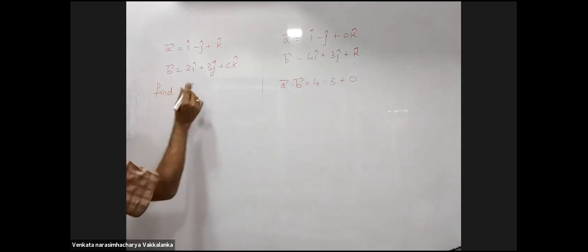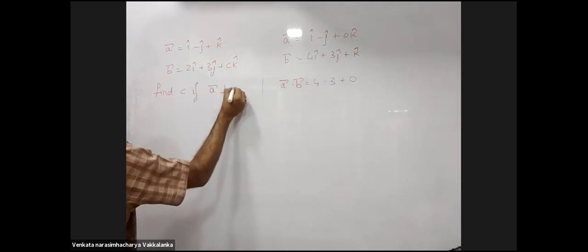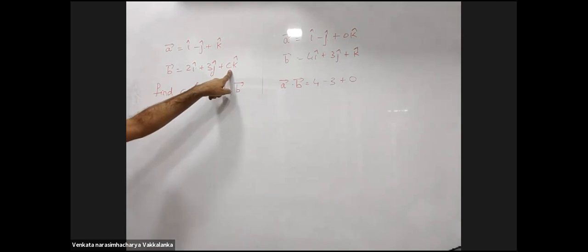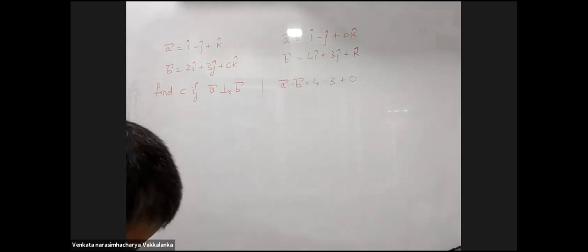Find C if A is perpendicular to B. Find the value of C if A is perpendicular to B. Don't shout the answers. Wait, let others attempt.